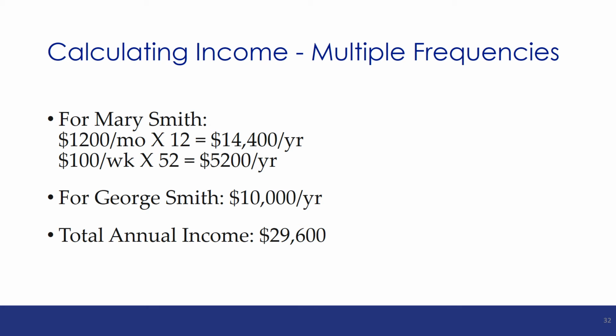In approving this application, we have a household size of 4. However, we must determine the household's total income. For Mary Smith, we must convert her 2 sources of income to annual income, and when we combine that with George Smith's income, we have a total annual income of $29,600. If we go back to the income guideline chart, drop down to a household size of 4, and we see with an annual income of $29,600, this household qualifies for free meals. The determining official has signed and dated the application.